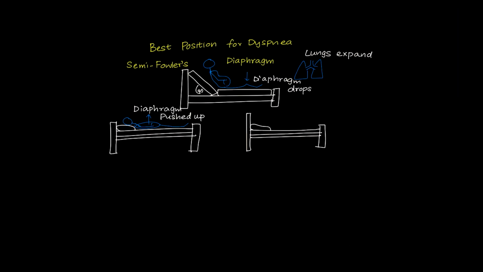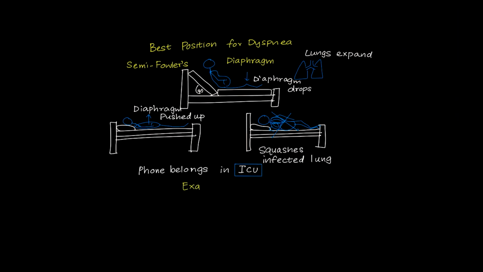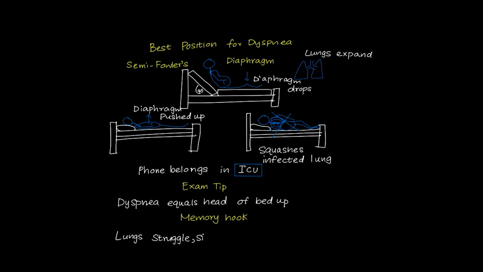Side lying on the affected lung squishes the infected tissue, which cuts oxygenation in the area that already works poorly. Prone positioning belongs in critical care for severe cases like ARDS, not on a medical floor for routine dyspnea. Here's a D444 OA exam tip for you. Any patient short of breath needs the head of the bed up. Memory hook: when lungs struggle, sit them up.